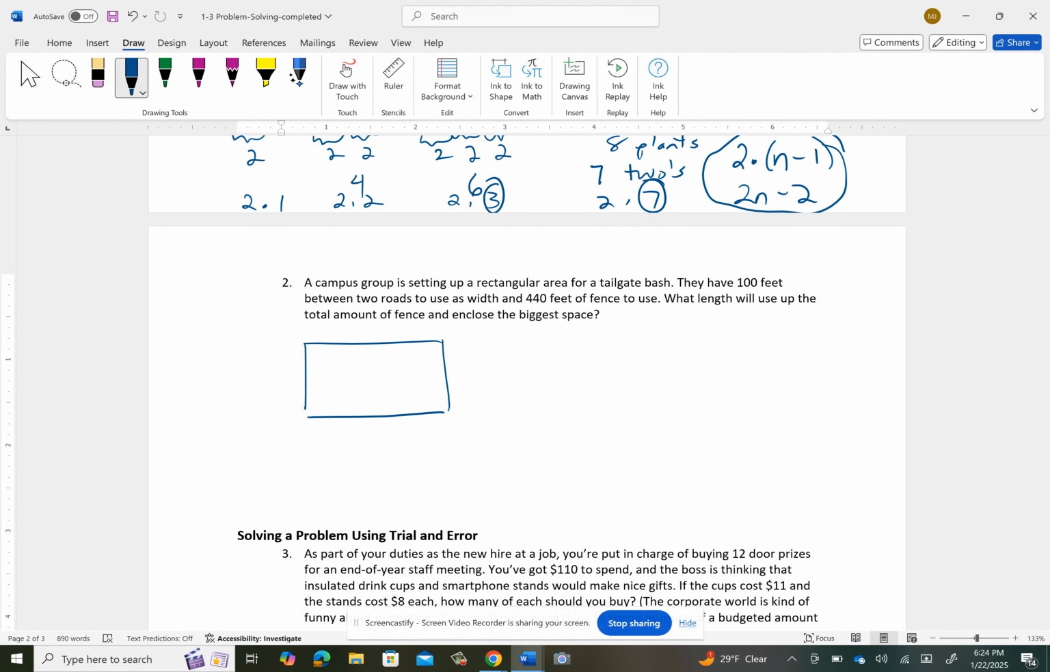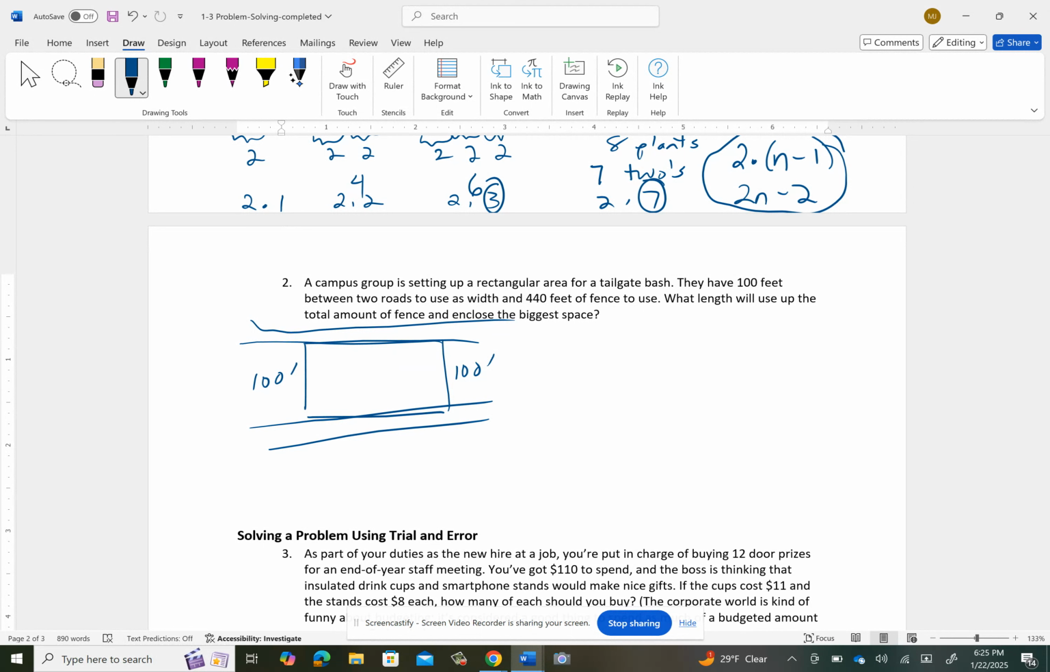What length will use up the total amount of fence and enclose the biggest space? Okay, so let's make sure we understand it. So, a rectangular area for a tailgate bash. I'm thinking about this being a road here and this being a road here. So they have 100 feet between 2 roads to use as the width. So that would be 100 feet, so would that.